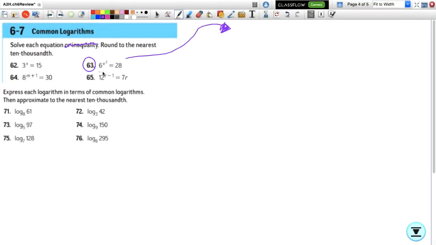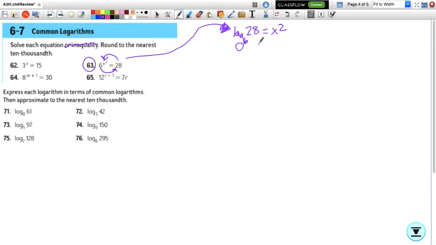Okay, let's start by rewriting this. So this is the same thing as log base 6 of 28 equals x squared. That's how we write it. Because my x is almost alone and positive here, I'm going to try to solve this chunk and then square root each side.